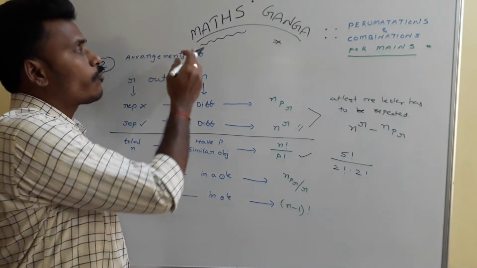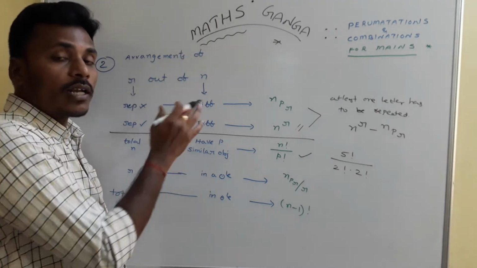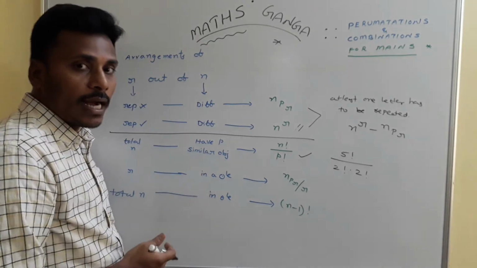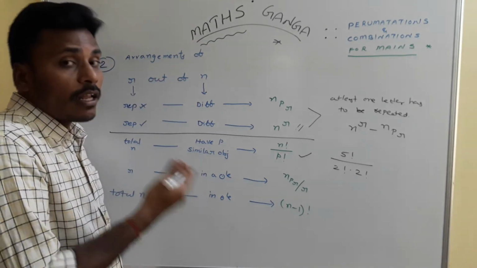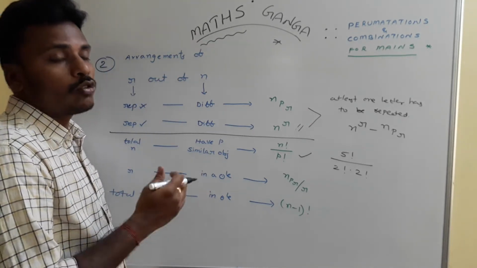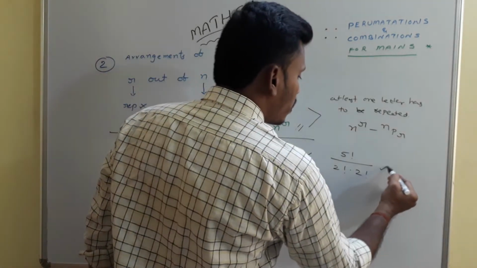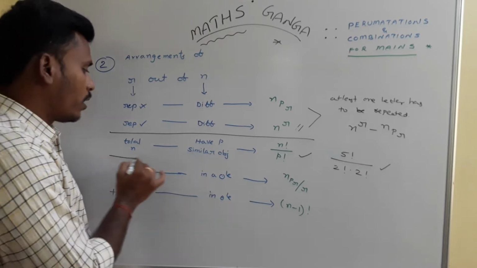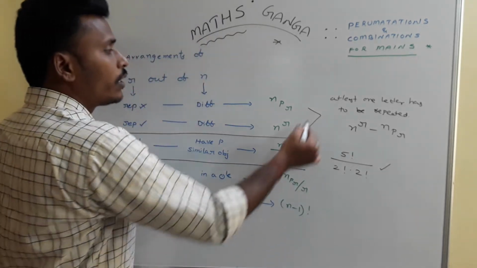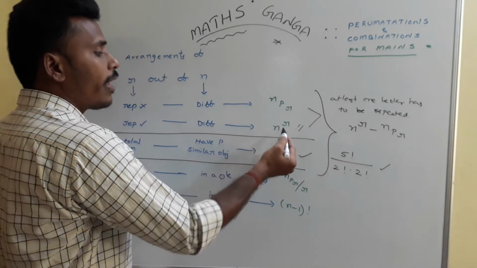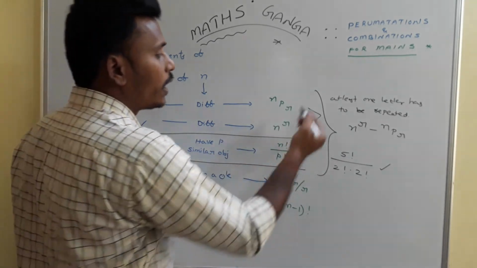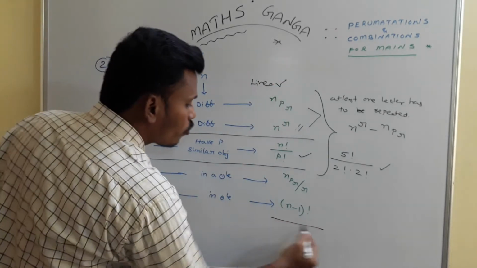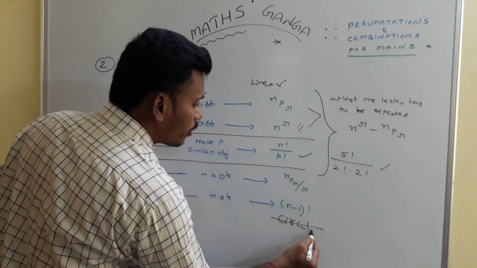See, in the first case, if you observe the word MATHS, no letters are repeated. There are no similar objects. But if you observe the word GANGA, there are similar objects, that is, 2 A's are similar, 2 G's are similar. Then the number of arrangements in this case is 5 factorial by 2 factorial into 2 factorial. This is another case. And if you observe, these 3 arrangements, NPR, N power R and N factorial by P factorial, are linear arrangements, whereas the next 2 arrangements are circular arrangements.